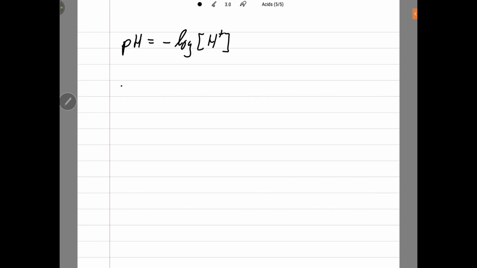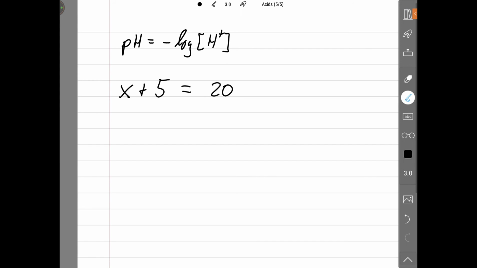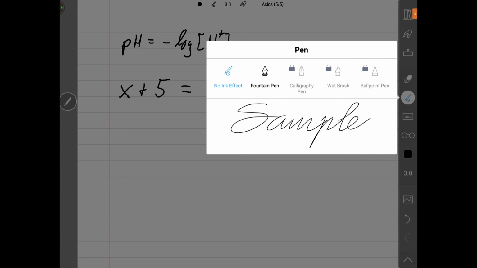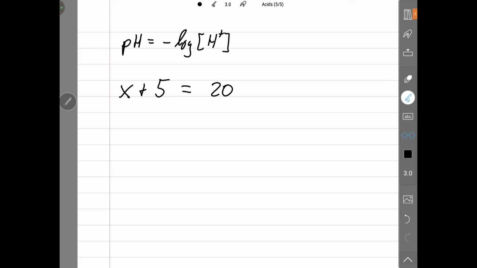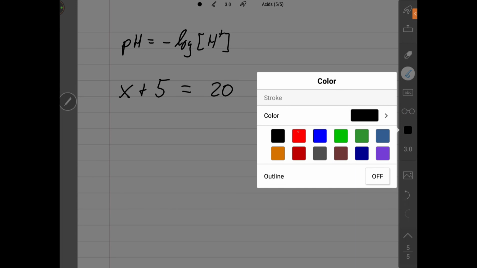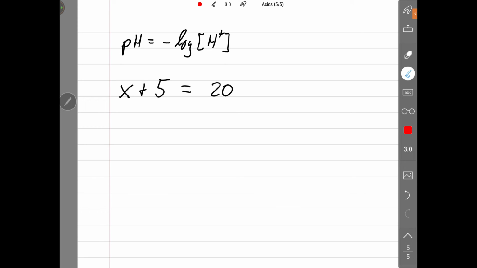Let's do a simple example. x plus 5 equals 20. I'm pretty sure you can solve that, can't you? How do you actually solve an equation like that? What you do is you are trying to get rid of this guy here, this plus 5. Because you want all the x's on one side and all the other stuff on the other side. How do you do that?